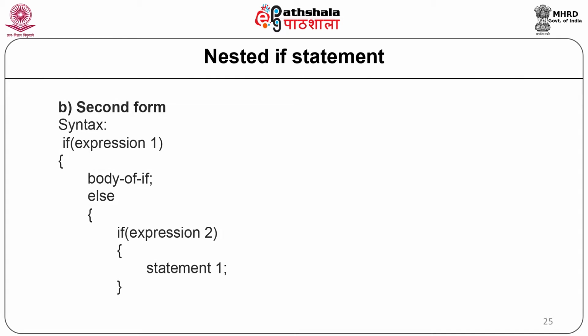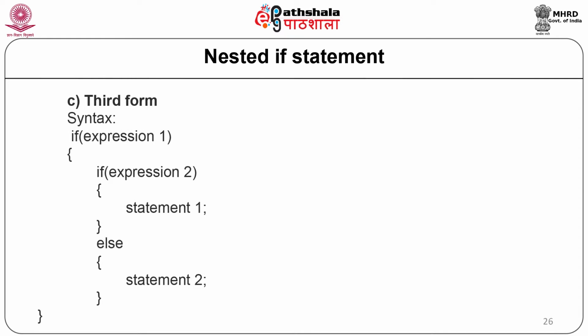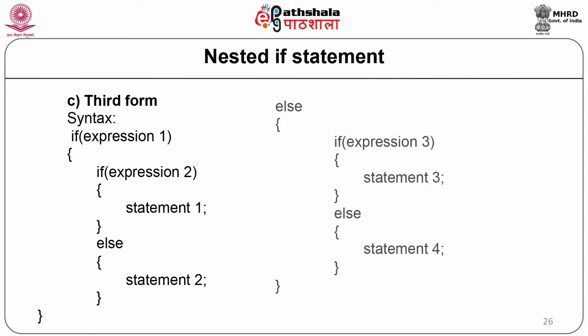The second form is: if expression 1, the body of if, else if expression 2, the statement 1, else statement 2 and the end of all if statements. Here both the parts are given, the true part as well as the false part. The third form is: if expression 1, inside that if expression 2, the statement 1, else statement 2, main big if else, if expression 3, statement 3, else statement 4. Here for the if part, both the true and false parts are specified.